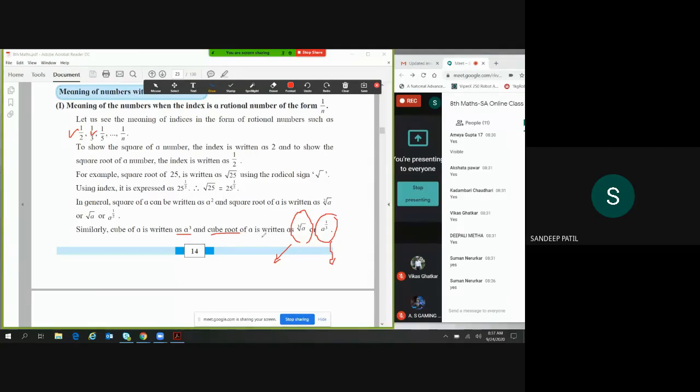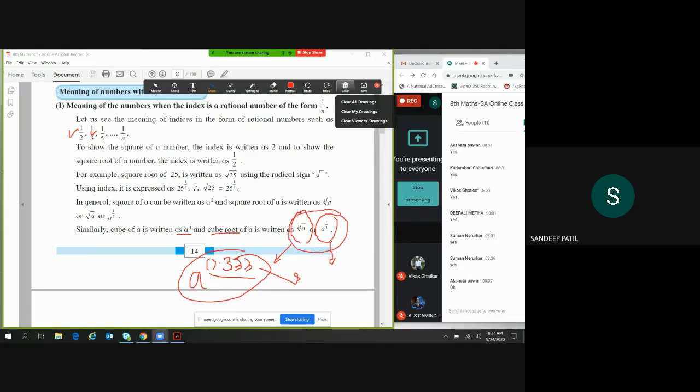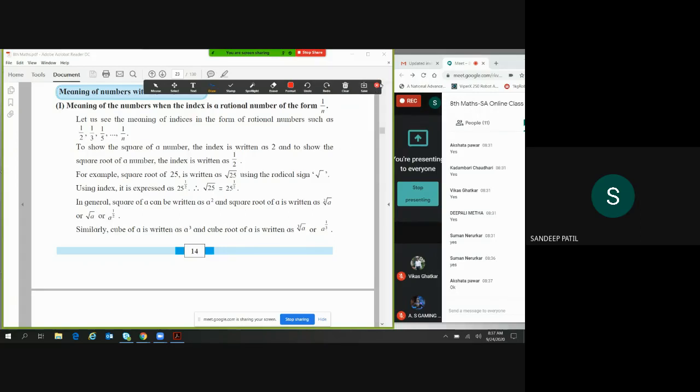So there are different ways to write this type of numbers, so they have given us two ways. We can write somewhere like a raised to 0.3333, right, but generally we will avoid this, because writing 1/3 this way may be used in advanced mathematics somewhere, but right now we will focus on these two only. Okay, so let's move further.